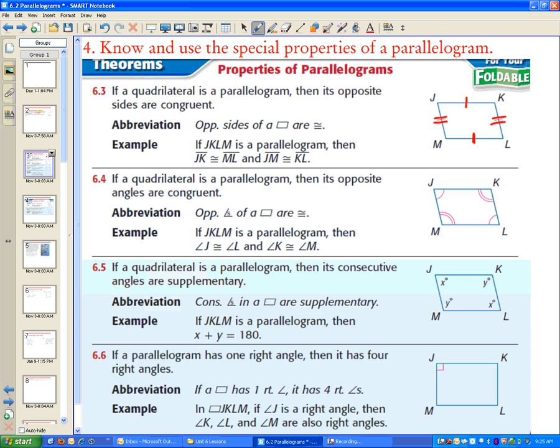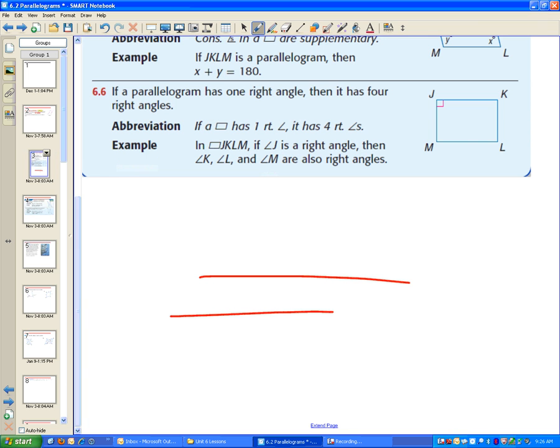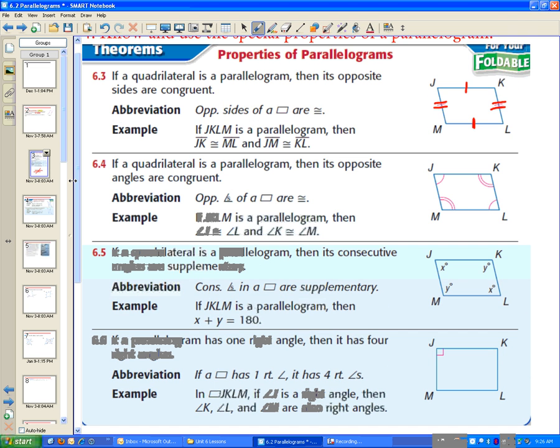Next one, if a quadrilateral is a parallelogram, then its opposite angles are congruent. All right? Now, we talked about consecutive angles back when we talked about transversals. You know, we'd have something like this, and we'd say angle 1 and angle 2 are consecutive angles. Keep that in mind here. Angle J and angle M would be consecutive angles. Angle J and angle K would be consecutive angles. All right? So then what would be the opposite angle to angle J? The one across it on the other end. So those are the opposite angles.